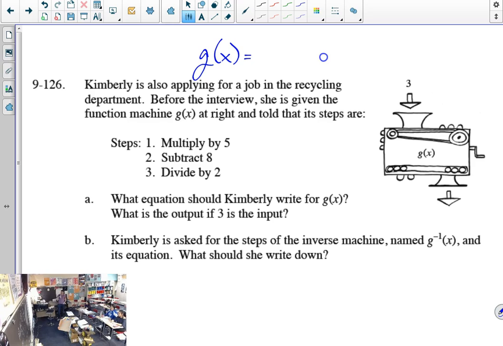So this has 3 steps. We're going to multiply the input by 5. We have to subtract that value by 8. And then we have to divide that value by 2. And then we're going to have to figure out how to write the inverse of g of x, everything in the reverse order. What do you think?